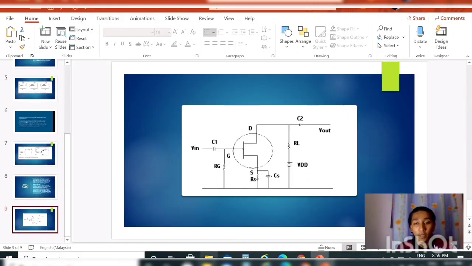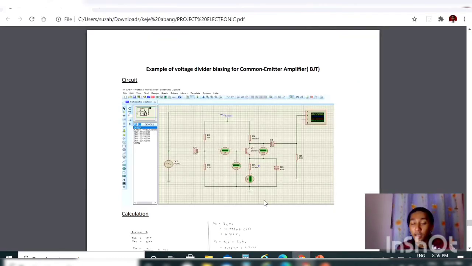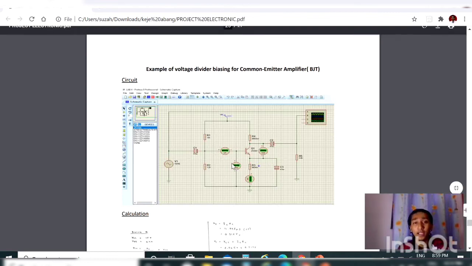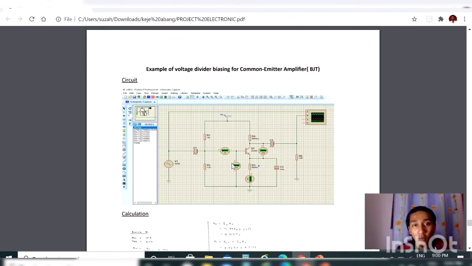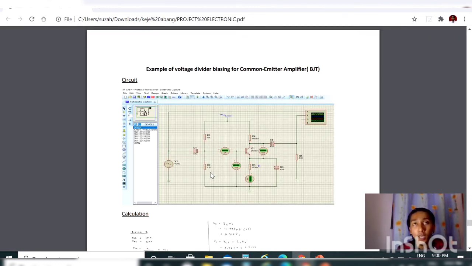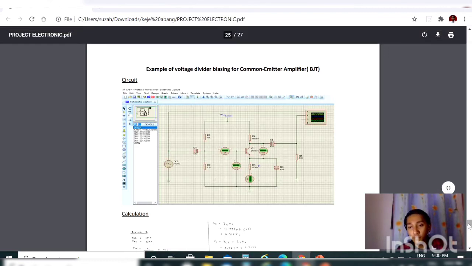Okay, selesai untuk poin pertama. Untuk menjawab poin yang kedua, ini adalah contoh litar untuk mencari voltage divider biasing for common emitter amplifier, BJT. Ni contoh litar yang kumpulan kami ambil dalam lab yang keempat. Dan ni adalah calculation dia.